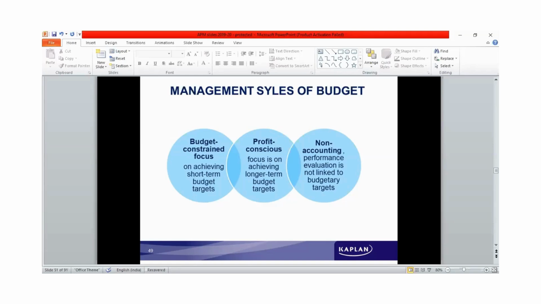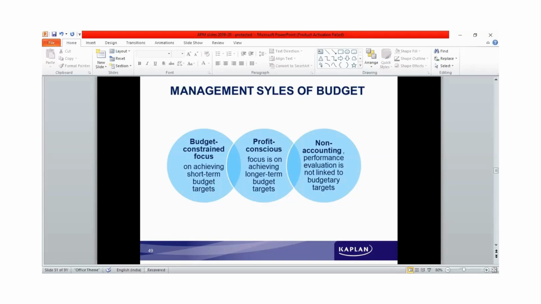Profit conscious managements are focused on achieving the goals in the long run. So it is not that in the short period they should become successful, but in the long run, how well do they perform? Then we have non-accounting performance evaluation.